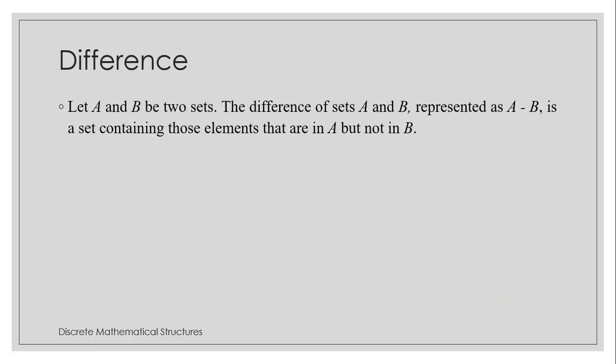Now the difference of sets A and B, represented as A minus B, is a set containing those elements that are in A but not in B. That means A minus B is equal to a set containing X such that X belongs to A and X does not belong to B.